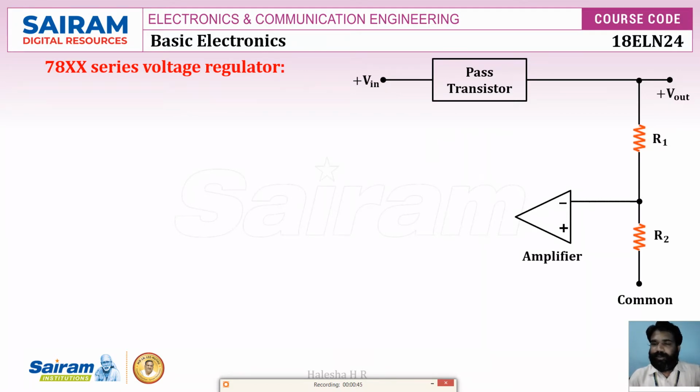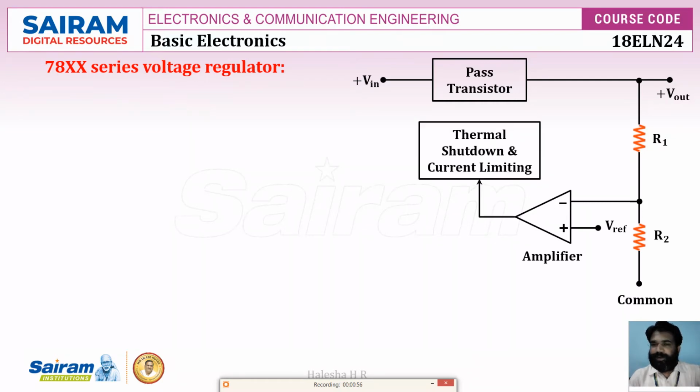The inverting input terminal is driven by the voltage divider, and to the non-inverting input, we give one reference voltage. Its output is given to the thermal and short-circuit current limiting, and then its output is given to the pass transistor. This is the functional block diagram of a three terminal IC regulator.